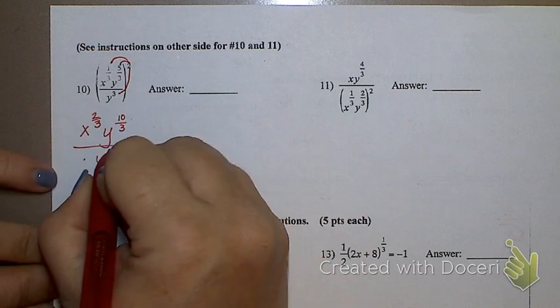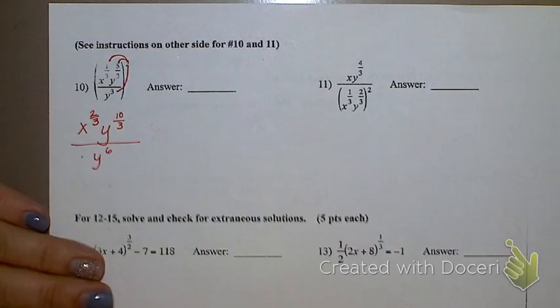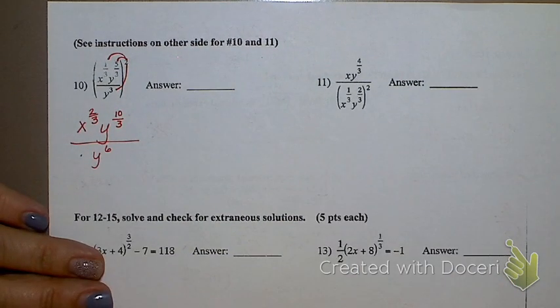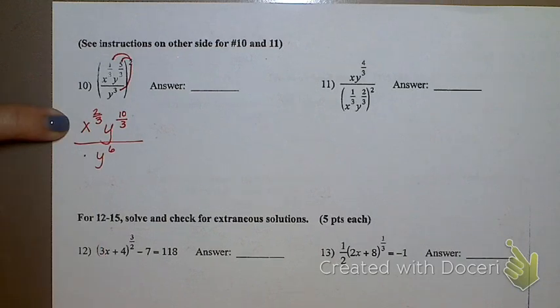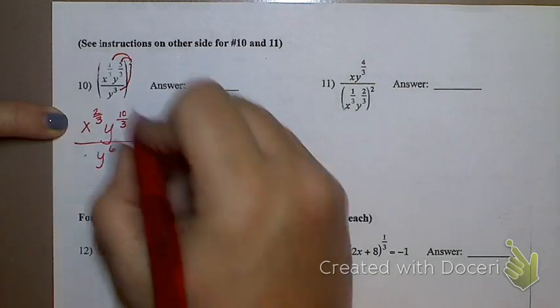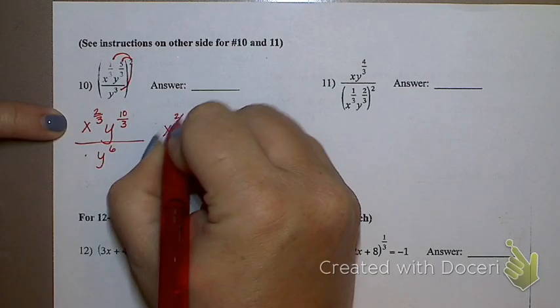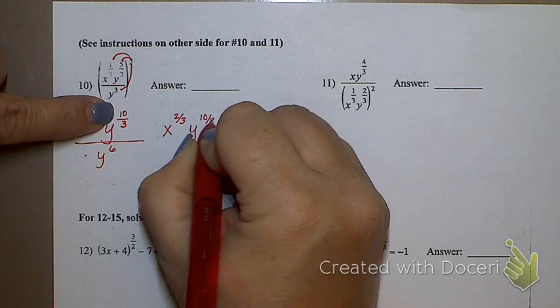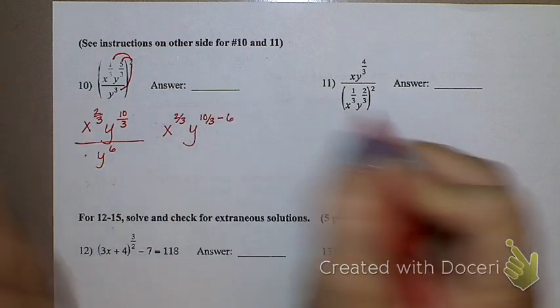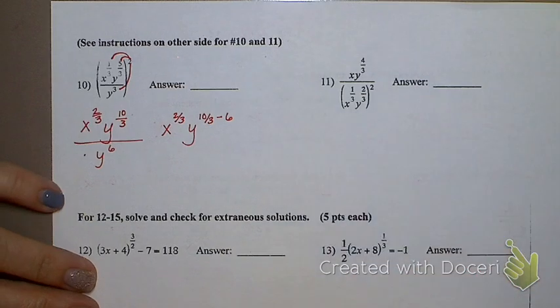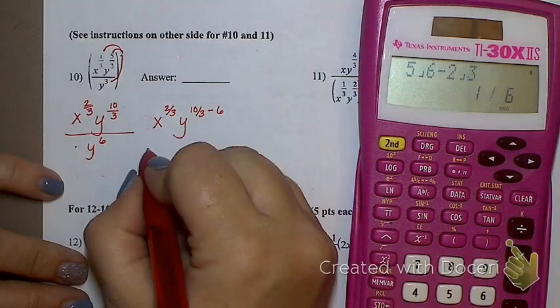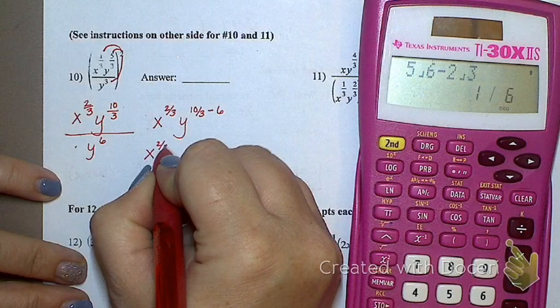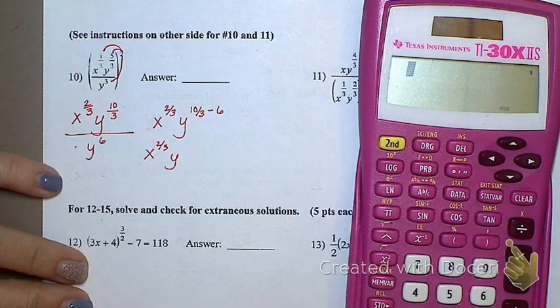And then on the bottom, I have y to the 3 to the 2. So 3 times 2 is 6. Now, I'm going to have to do that top minus bottom thing. But if you notice the x's, there's only one of them. So there is no top minus bottom. There's just top. So the x to the 2/3 stays. The y, I'm going to have to do 10/3 minus what? 6. So that's going to give me x to the 2/3 and y to the 10/3 minus 6.